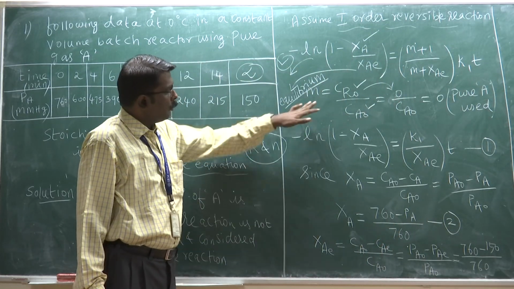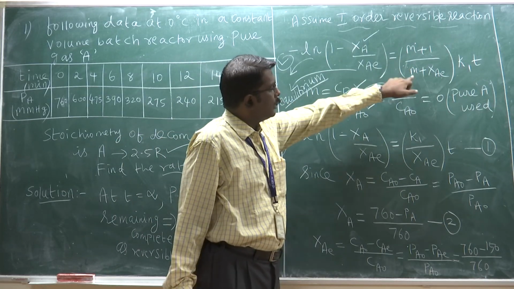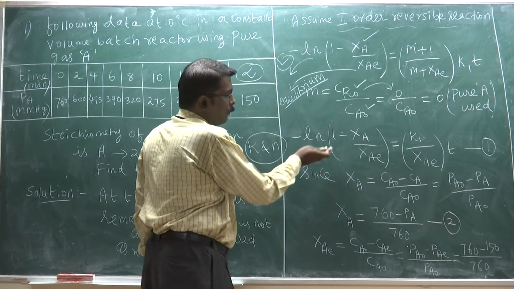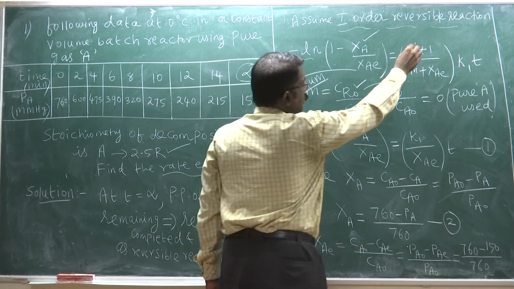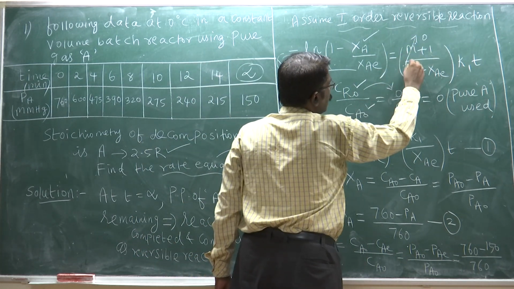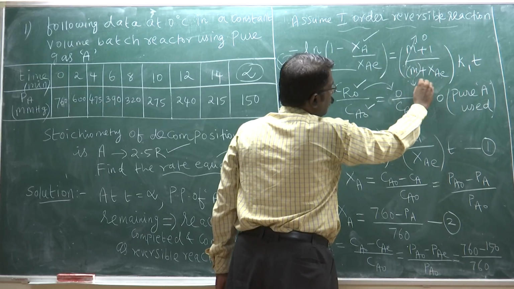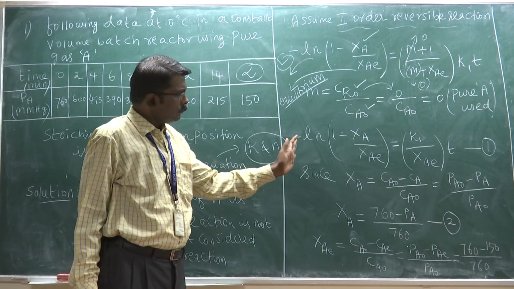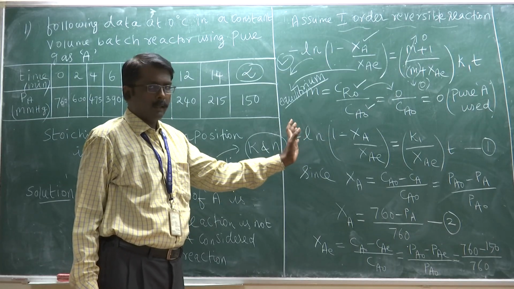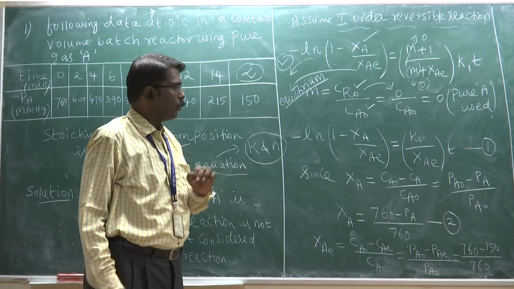So substitute the value of m in place of this in the previous equation. Now this equation simplifies like this: minus ln(1 minus Xa/Xae) is equal to these two terms. Now this m is also equal to 0. So whatever terms are left out, the equation is rewritten like this. That is called equation number 1.